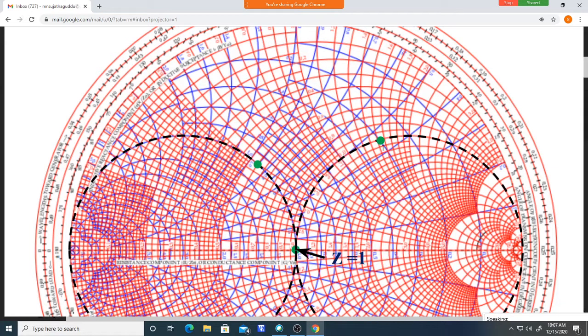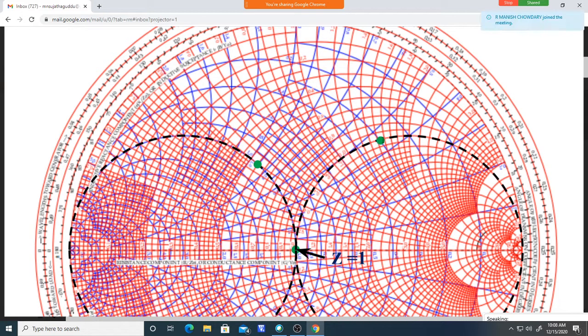Similarly, at the same position, we can read the impedance value. We can read admittance as well as impedance. See, what is the impedance value at this position? You just read the resistance circle and the reactance circle passing through this point, and you will get the impedance at this particular position. Impedance is equal to R plus jX. So you read what the R value is.